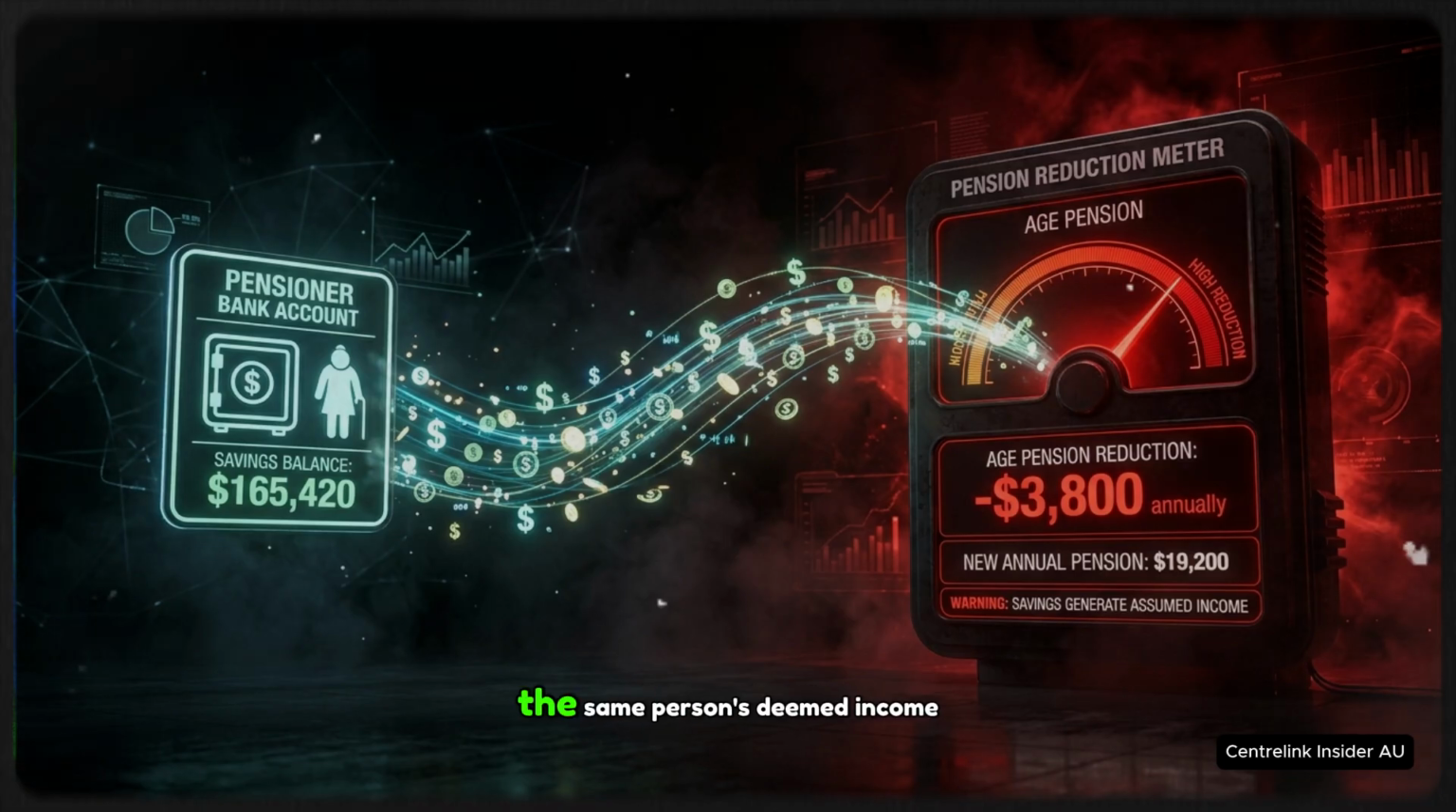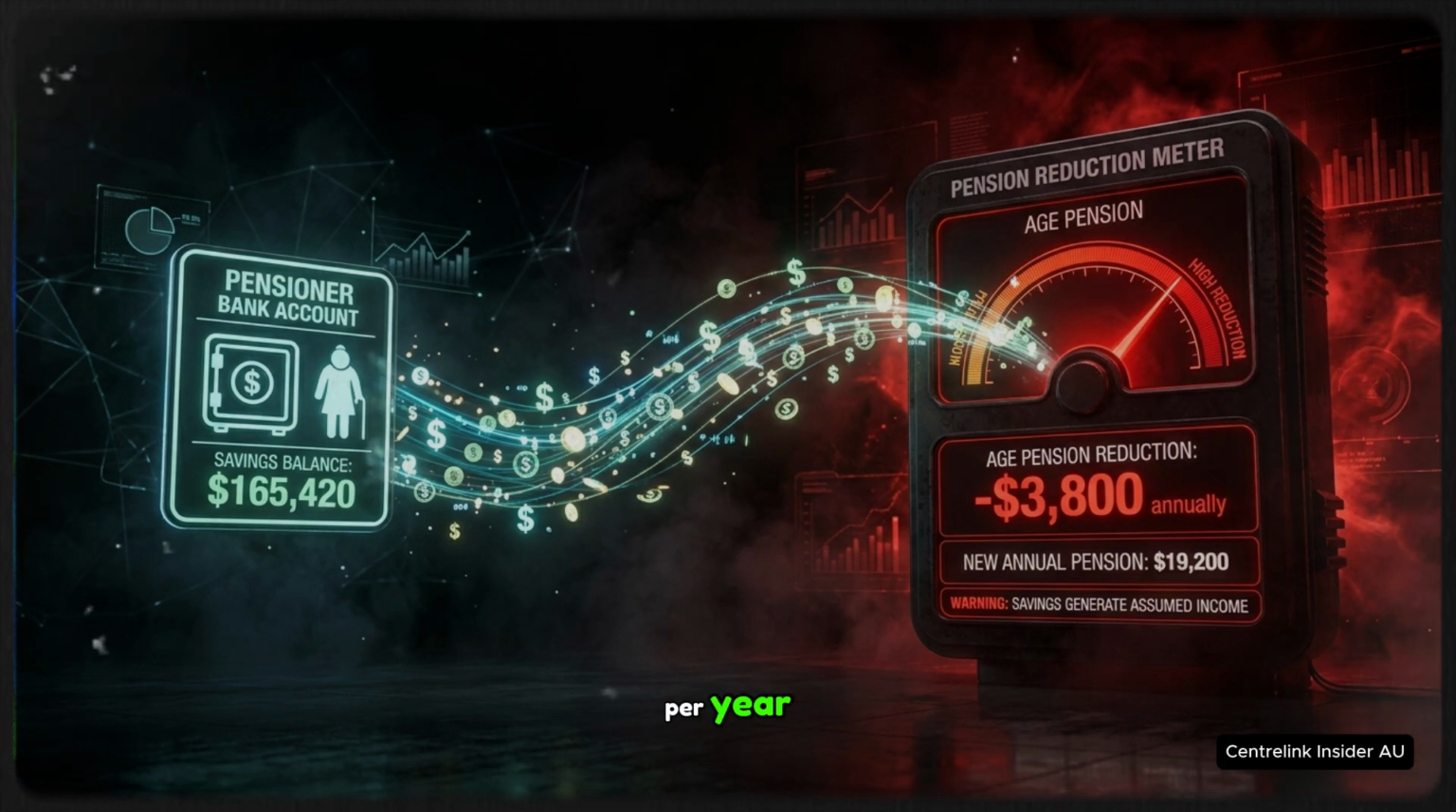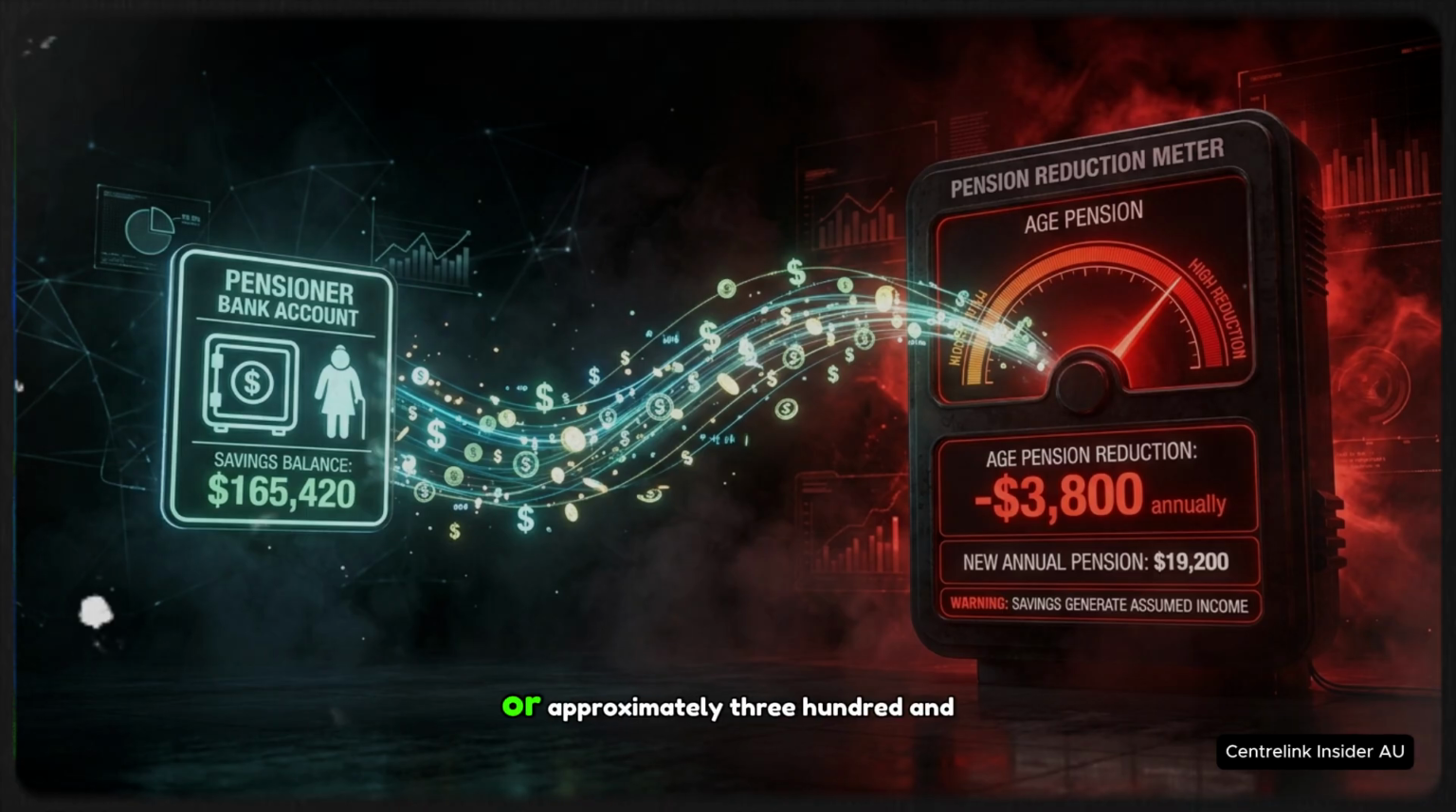After March 20th, the same person's deemed income changed dramatically. The first $64,200 at 1.25% produced $802.50 per year. The remaining $285,800 at 3.25% produced $9,288.50 per year. Total deemed income jumped to $10,091 per year, or approximately $388.12 per fortnight. That is $170.12 above the income-free threshold of $218 per fortnight.